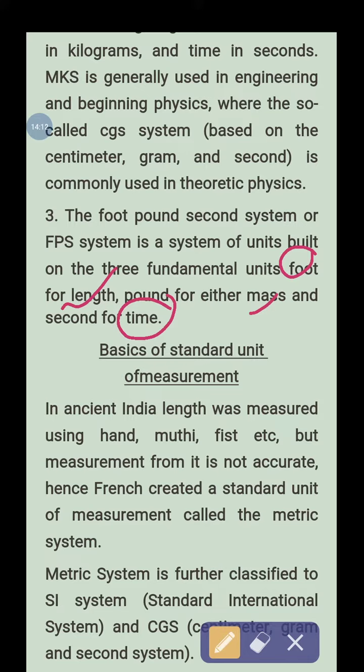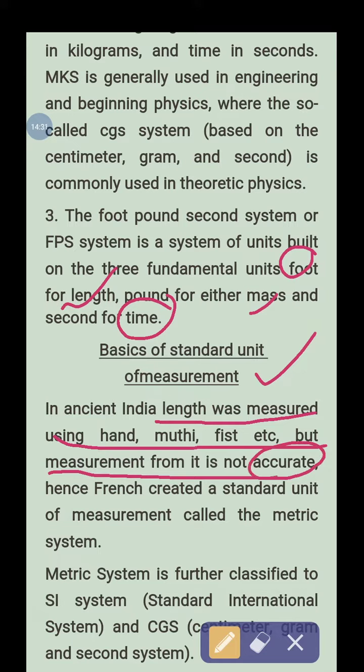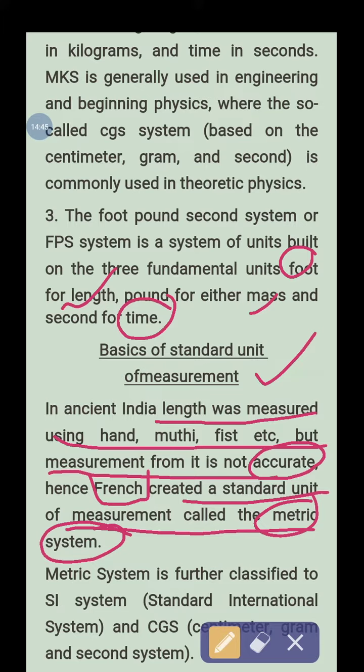Now, let us study the basics of standard units of measurement. In ancient India, length was measured using the hand, mutti, or fist, but measurement from it is not accurate, as we discussed earlier. Hence, the French created a standard unit of measurement called the metric system. This is important: if you are asked who discovered the metric system, it was the French.